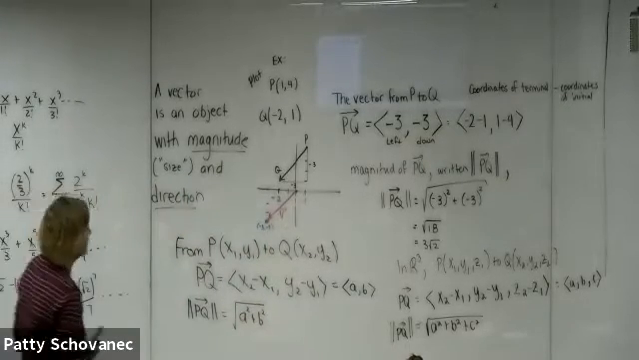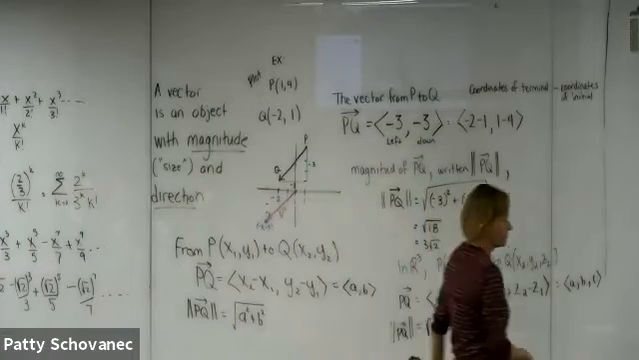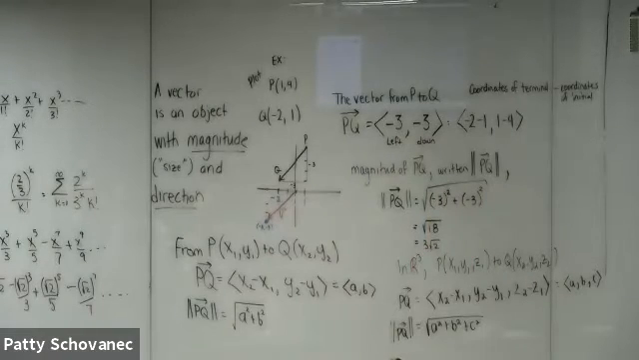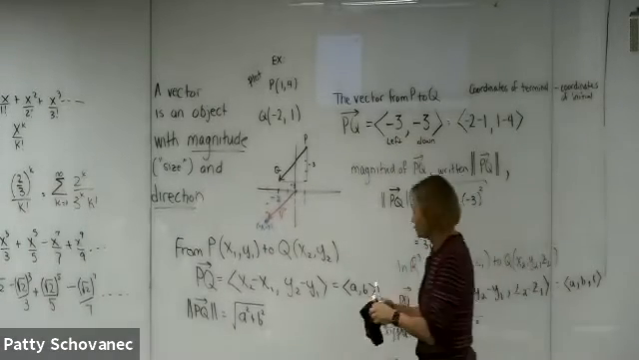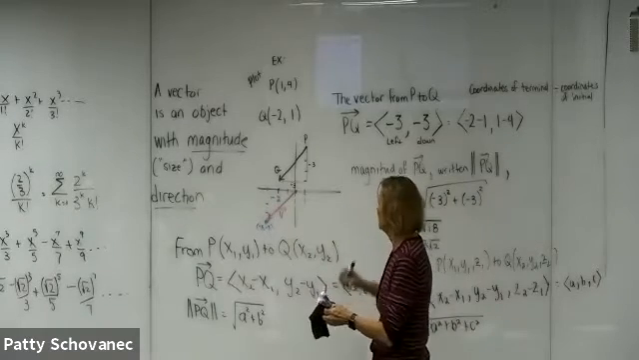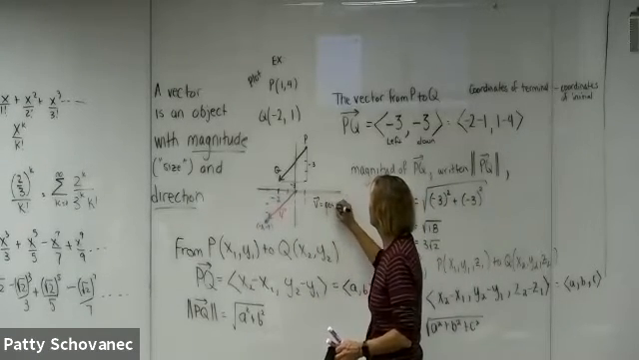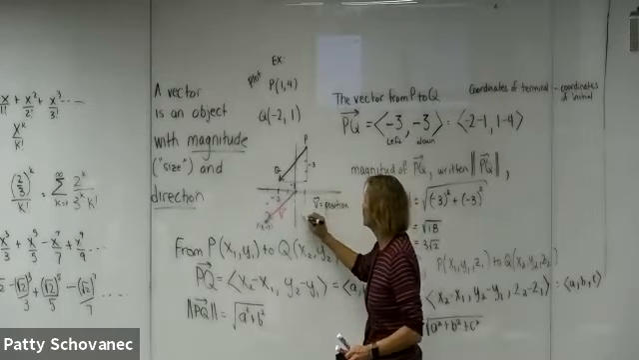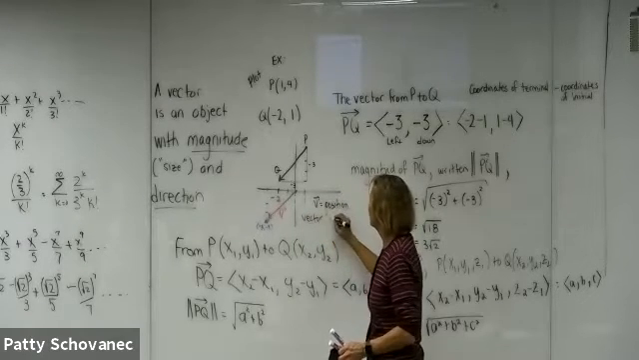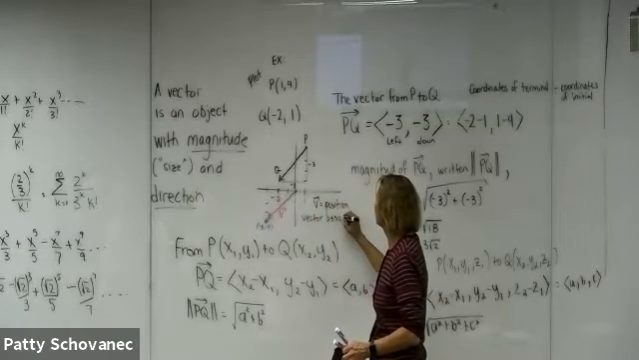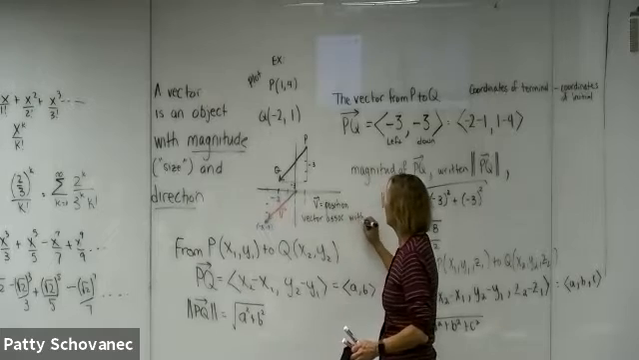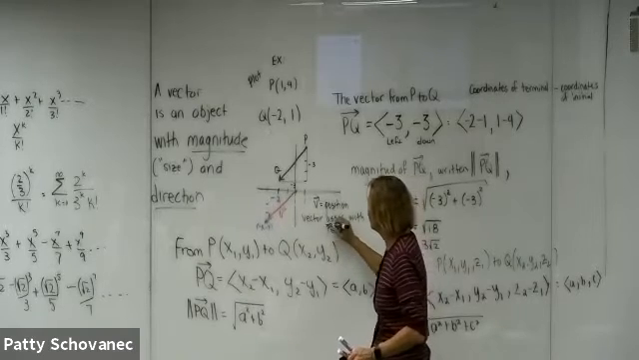A position vector always has its tail on the origin and its arrow at the coordinates of that point. So vector V is called a position vector associated with vector PQ.